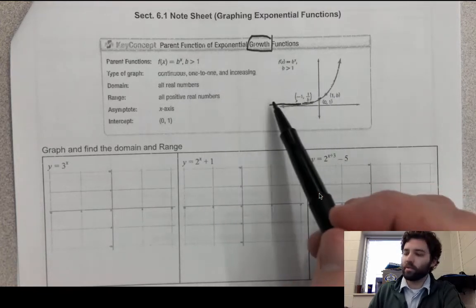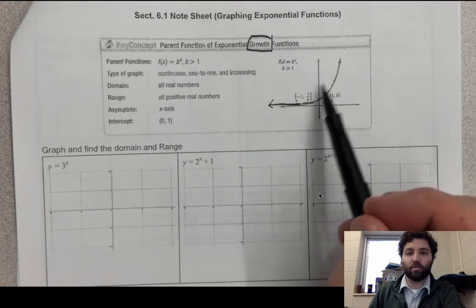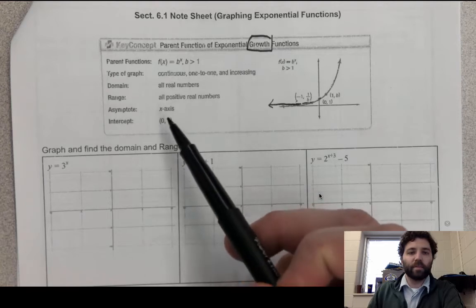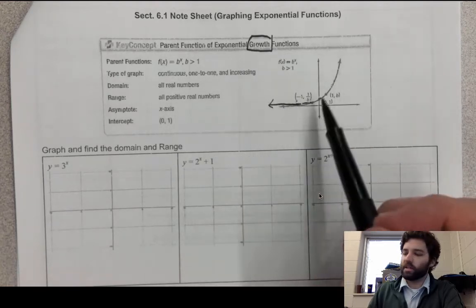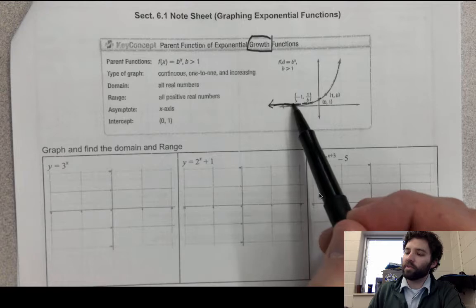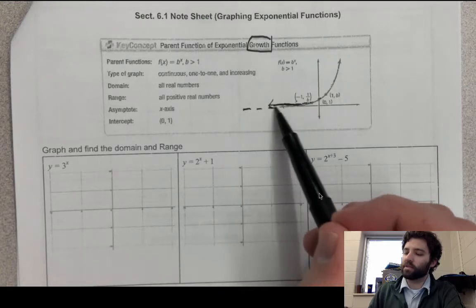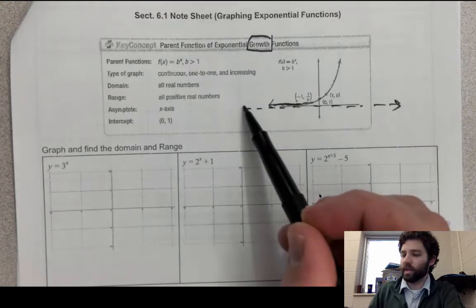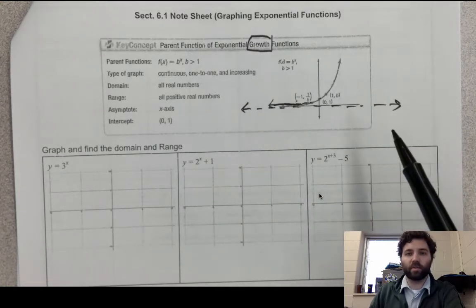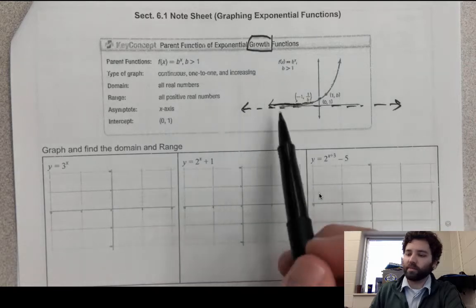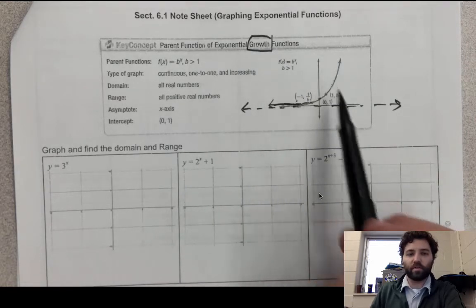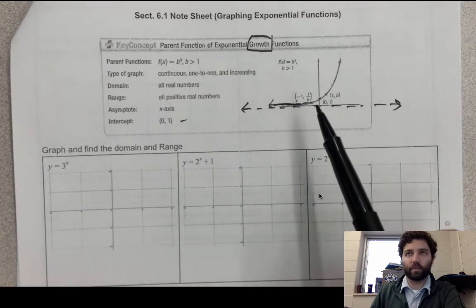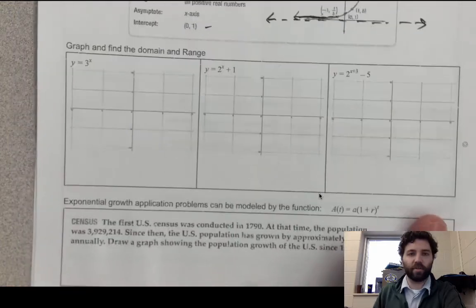The domains of these are all real numbers. These graphs go forever to the left and to the right. They cover all x values. And the range is going to depend on wherever the horizontal asymptote is. So right here, you can see the graph flattens out. If you can find the horizontal asymptote, then you can reason your way to what the range is. In this one, the asymptote is the x-axis, but we could obviously move this curve around. And then the y-intercept is here at 0, 1. So let's look at some graphs here.